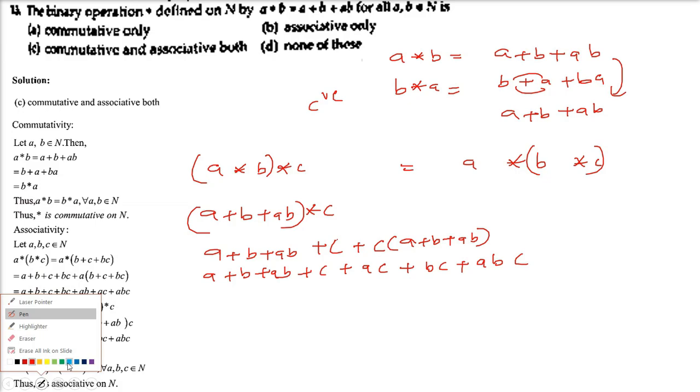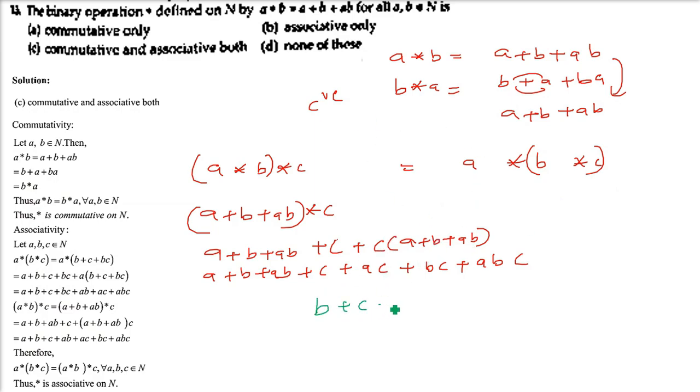The next one is B and C. First we'll do B and C, which will be B plus C plus BC. I'm replacing A with B and this B with C. Now operate A with this: A plus B plus C plus BC, and multiply A with all of these.